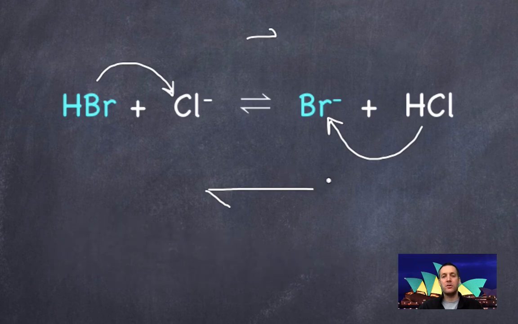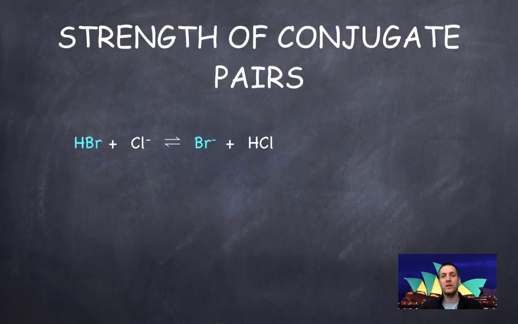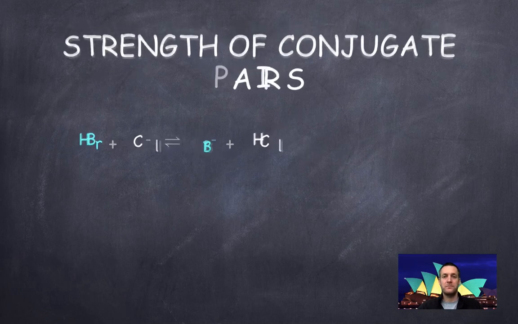So in other words, if you're a strong acid, your conjugate base is weak. If you're a strong base, your conjugate acid is weak. And if you're a weak base, then your conjugate acid must be quite strong, and so on and so forth.